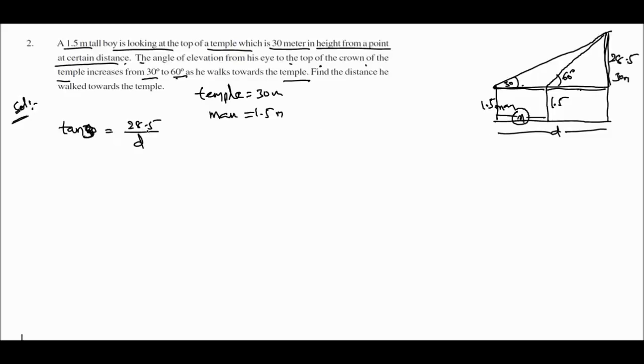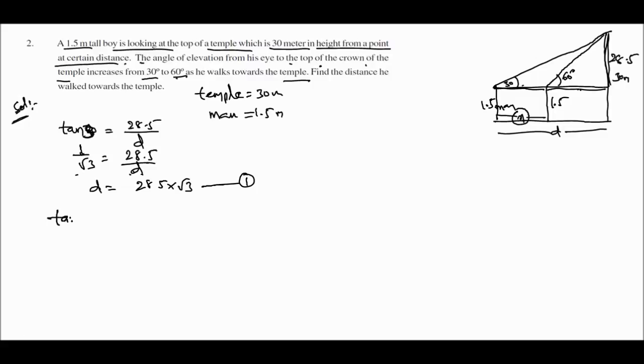Tan 30 value is 1 by root 3. So 1 by root 3 is equal to 28.5 divided by d. So d goes here and root 3 comes here. D is equal to 28.5 into root 3 meters. This is the first one.